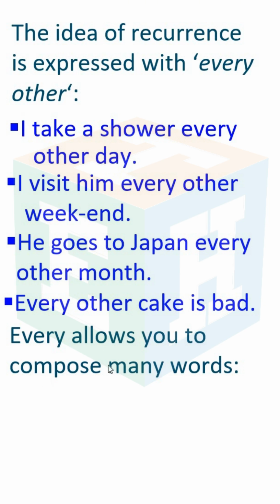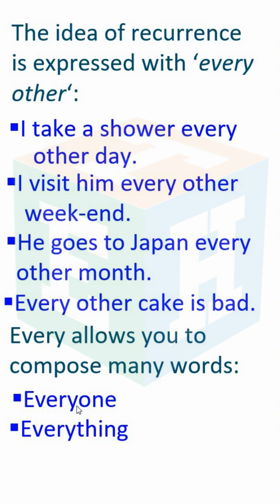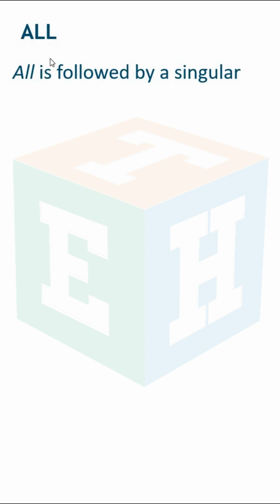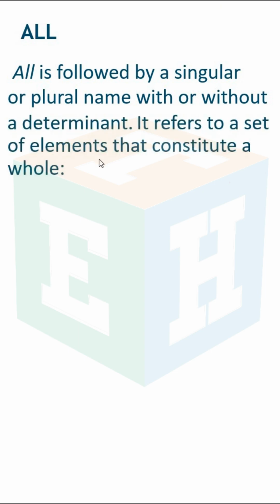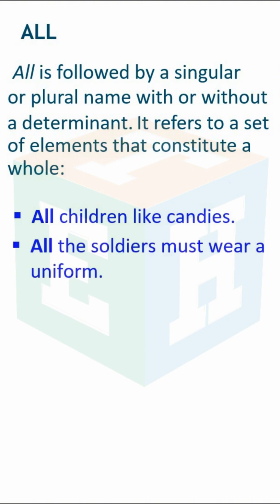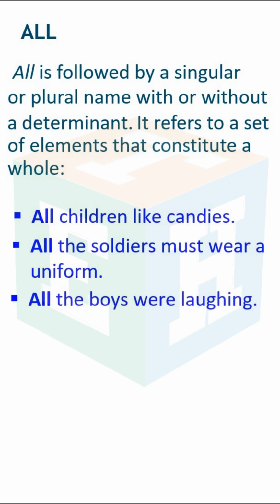Every allows you to compose many words. Everyone, everything, everywhere. All. All is followed by a singular or plural name with or without a determinant. It refers to a set of elements that constitute a whole. All children like candies. All the soldiers must wear a uniform. All the boys were laughing.